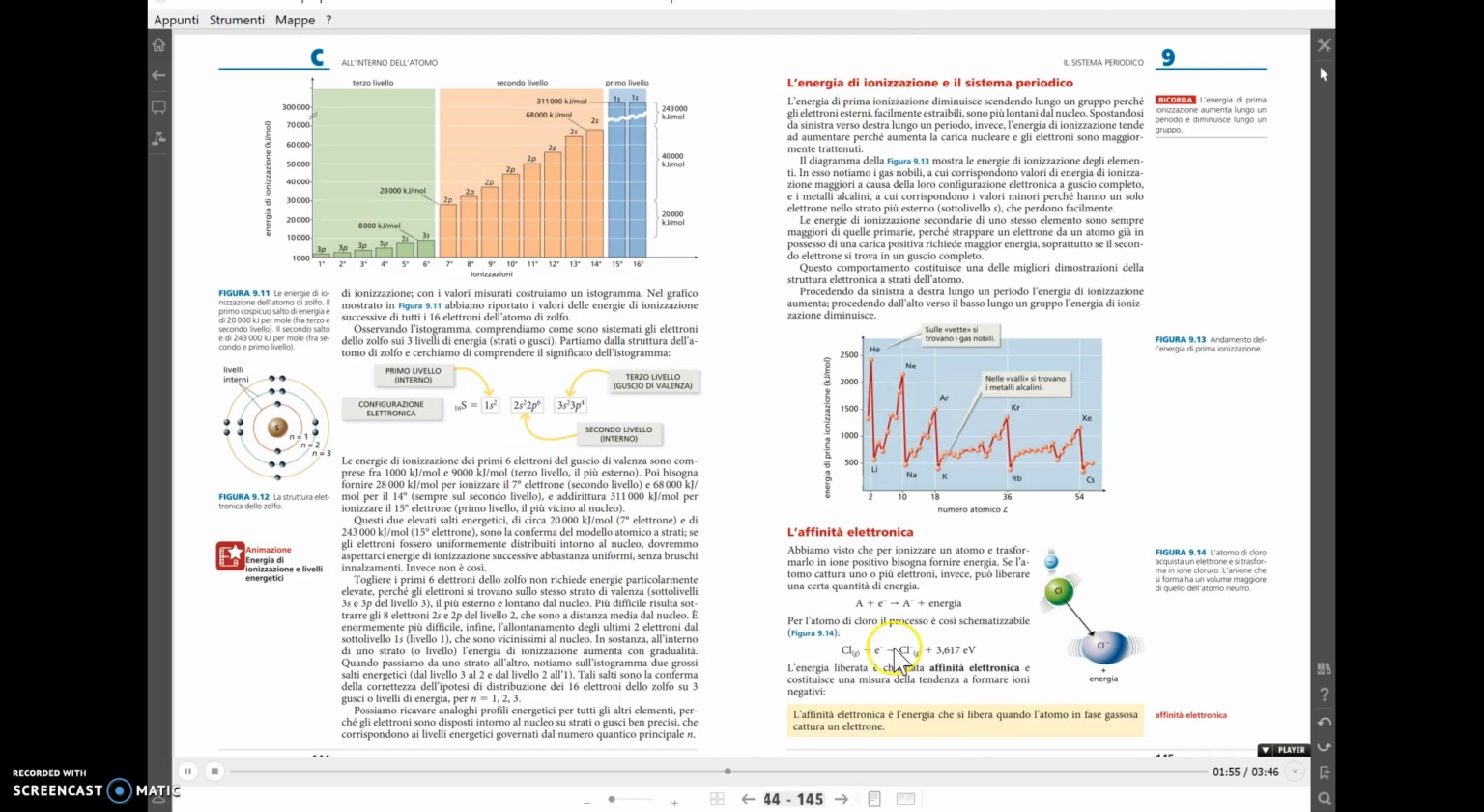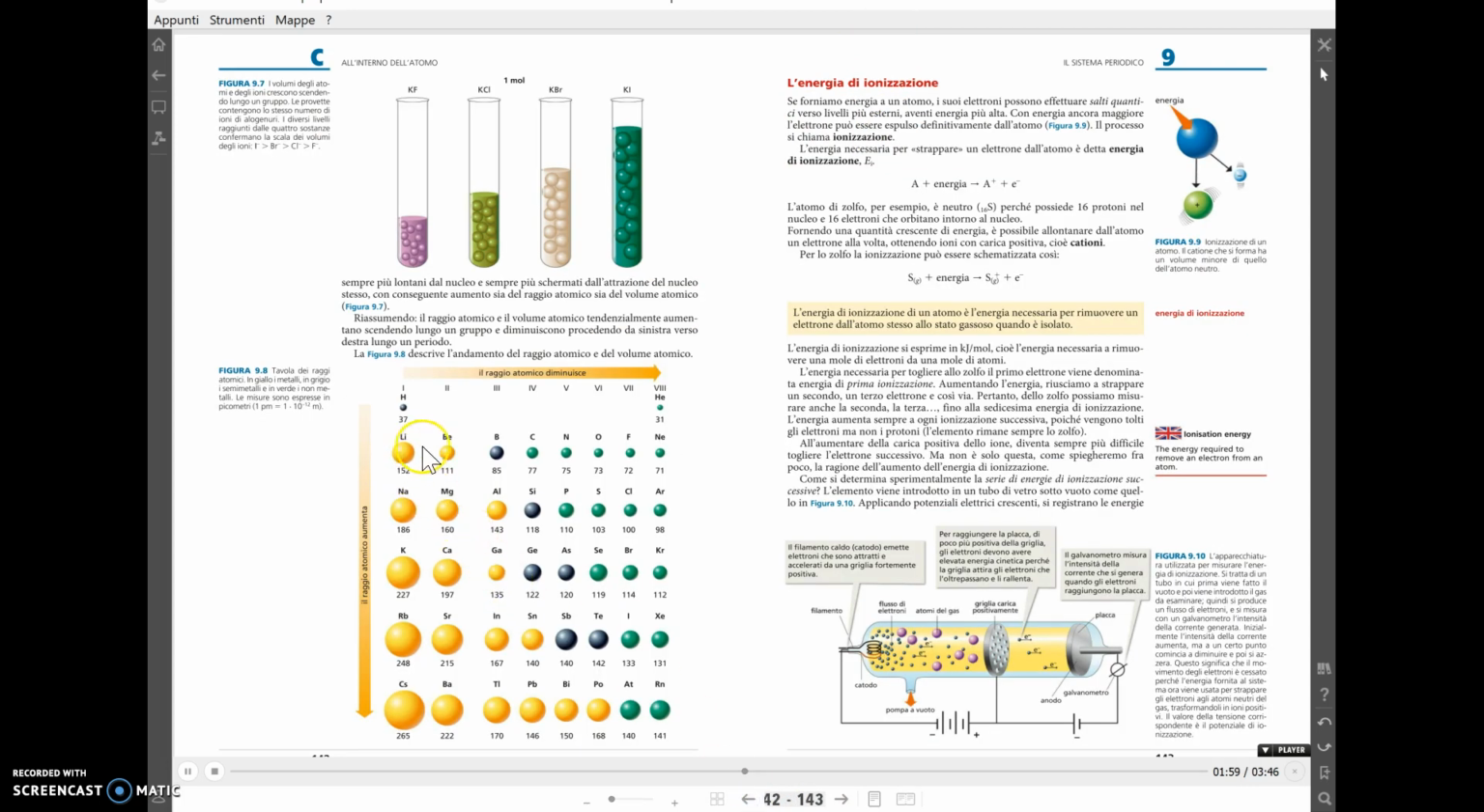Atomic radius and, consequently, atomic volume are periodic properties of elements, decreasing from left to right across the periods and increasing from top to bottom through the groups. Ionization energy is the energy required to remove an electron from an atom, measured in kilojoules per mole. It increases from left to right along the periods and decreases from top to bottom through the groups.